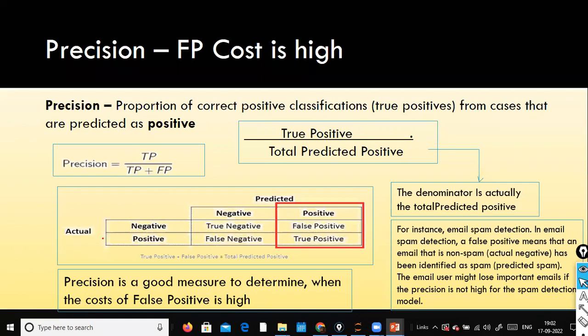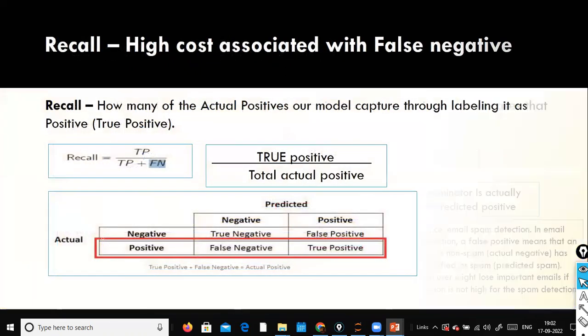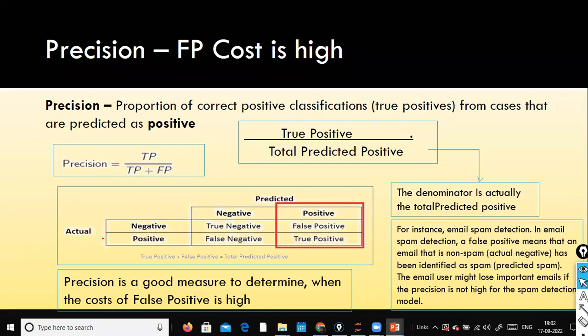The other classic example of false positive is cancer, right? In medicine, a false positive means the model wrongly says the person has cancer. Actually it is negative, but it says positive. In that case, he has to go for treatment unnecessarily. It will spoil his health. So in that kind of situation, the false positive cost is very high.